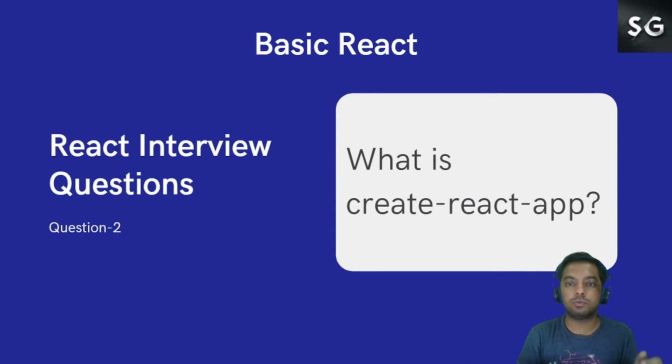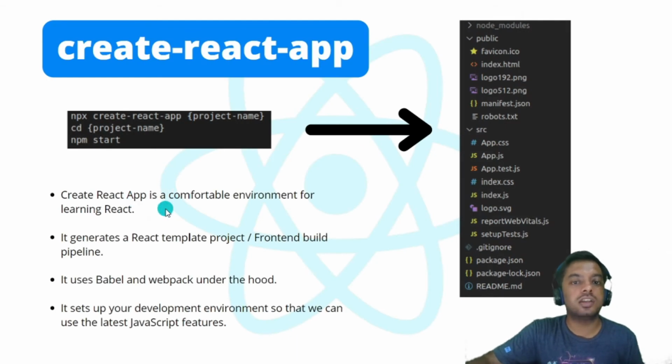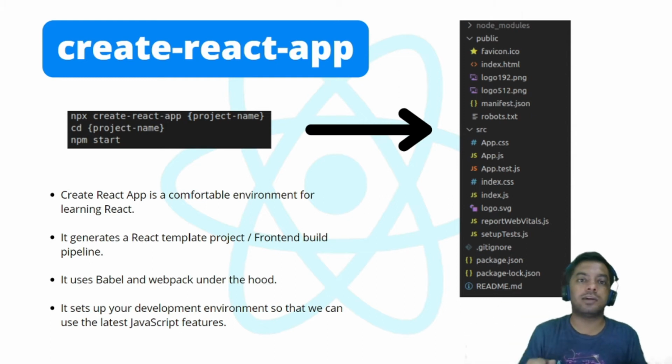Okay. So with this, we come to the next question. That is, what is Create React App? So Create React App is a comfortable environment for learning React. It generates a React template project or a front-end build pipeline. So when we are working with React, as I told before as well, it uses JSX, and JSX is not directly readable by JavaScript. It is not directly understood by JavaScript.